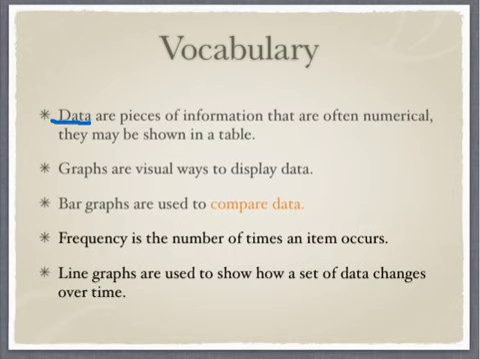The next word that we want to look at is graph. A graph is simply a visual way to display data. So you take the data and you can put it in a graph, and that gives people a graphical representation, or a visual representation, of that data. A bar graph is a type of graph, and it's used to compare data. It's very important to understand the purpose of a bar graph is to be able to compare data.